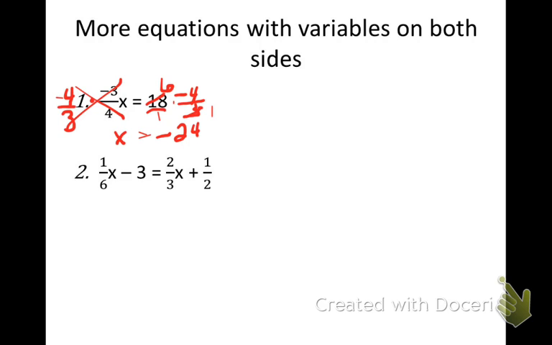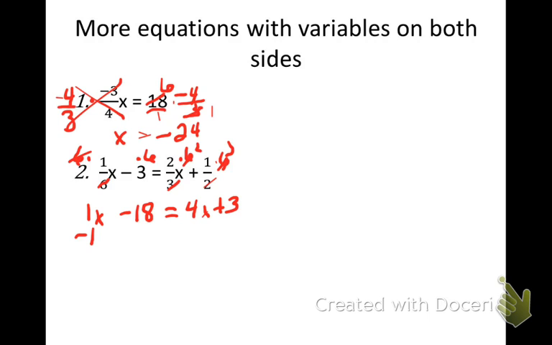So negative 24. This problem, we probably want to get rid of our fraction, so we say what's a common denominator for 2, 3, and 6? Well, 6 would be it. So you do have to multiply even this term, even though it doesn't have a fraction, you got to multiply every term by the 6. So here they cancel, leaving you 1x minus, nothing cancels, 18 equals, here 3 goes into 6 2 times, you get 4x, 2 goes into 6 3 times, plus 3.